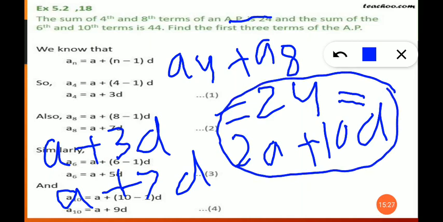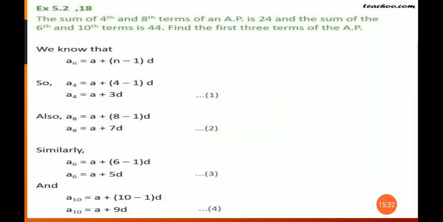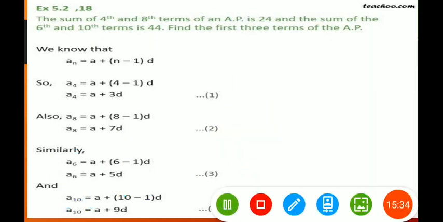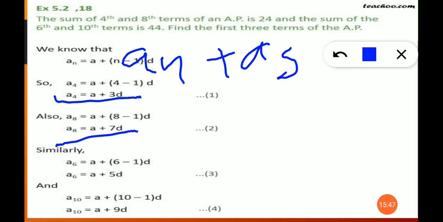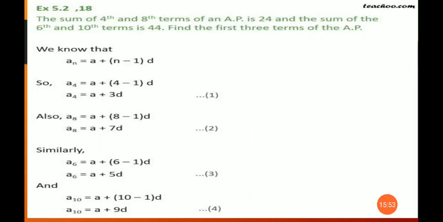I hope you understood this, because this is the only thing that is solved here. They have found A4 and A8 separately and then added them. But what we have done is start directly from the question that A4 plus A8 is equal to 24, and we just substituted and got it. Similarly, secondly, it is saying that the sum of the 6th and 10th term is 44.